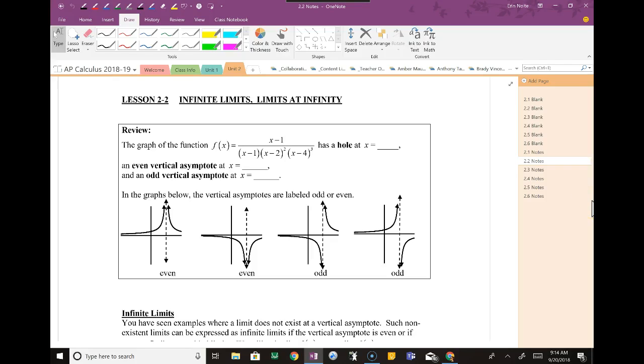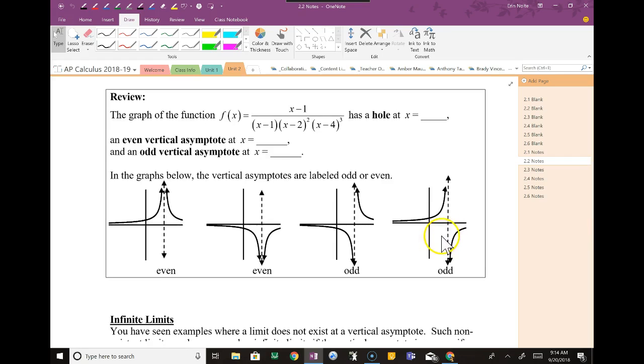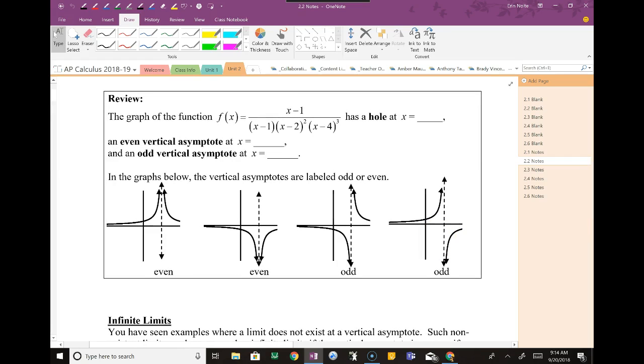Okay, so infinite limits and limits at infinity. Basically, what we're going to find is that we're going to have vertical asymptotes involved. It is important and very valuable, especially for future sections, to understand vertical asymptotes.